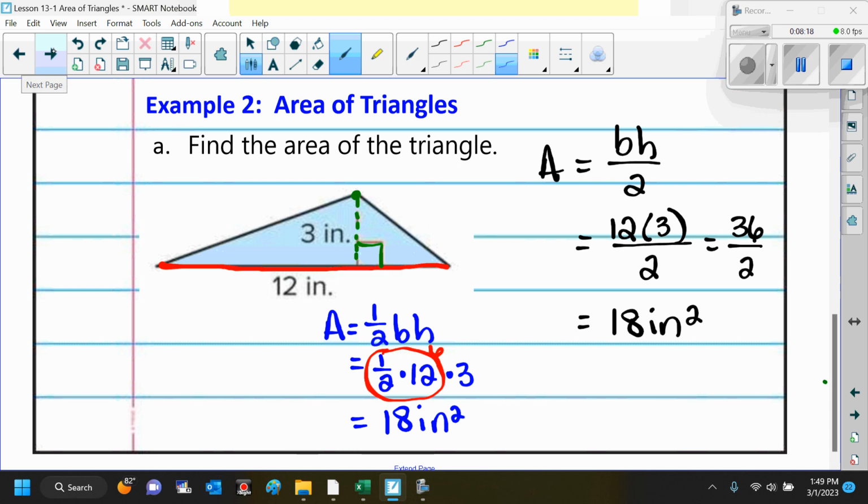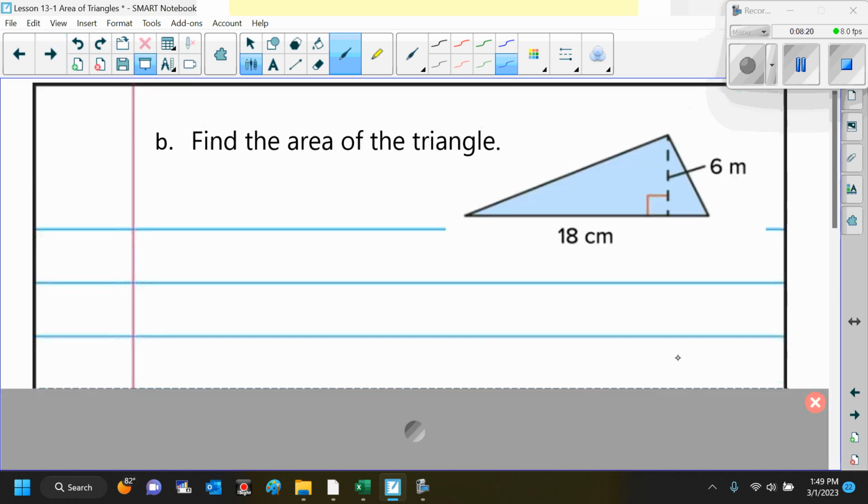So I would like for you to do the next one with your table partners. And you can use either of the formulas. I'll do both of them.